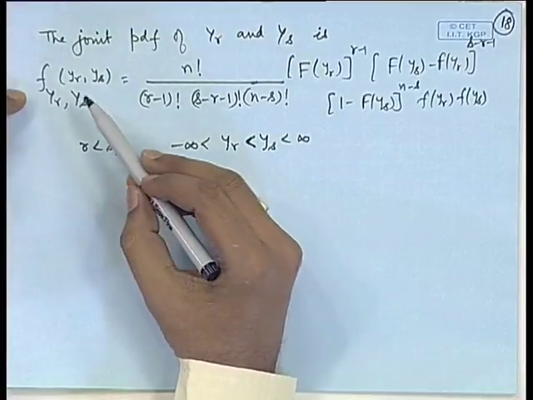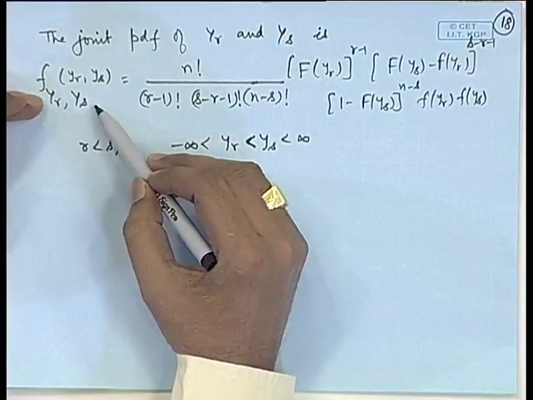In particular, we may write the joint distribution of the smallest and the largest. From there, we can determine the distribution of the range, that is y n minus y 1, etc. So, in the next lecture, we will be considering various applications of the transformations here.